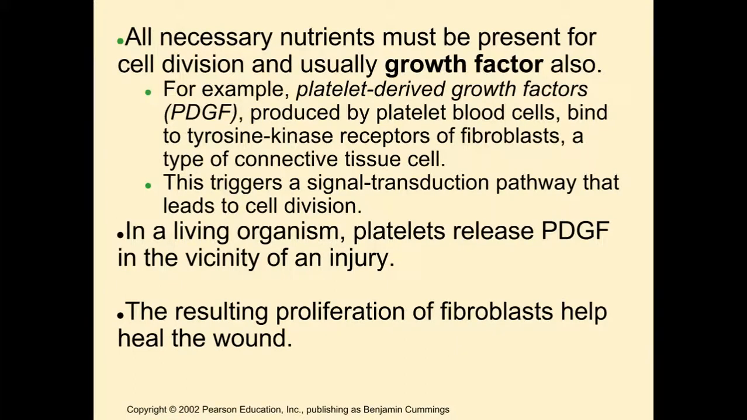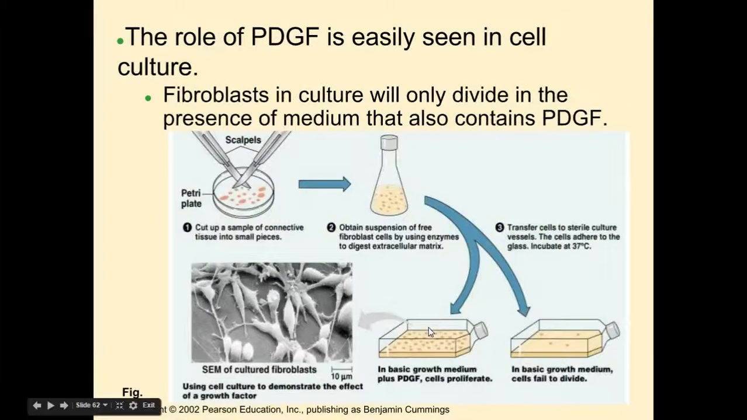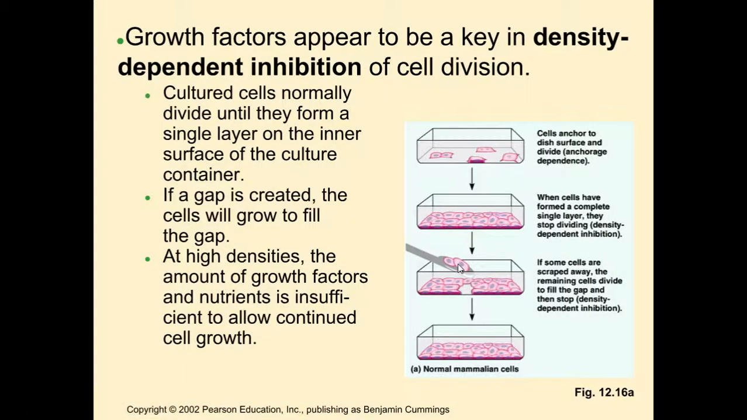Yes, in a living organism, platelets release PDGF in the vicinity of an injury. That would make sense, because you would want to start regenerating tissue that's been lost or damaged after an injury. So obviously a proliferation of the fibroblasts would help to heal the wound. Cool. So this is just basically a picture of it. Adding it, not adding it. Note that cells don't divide when there isn't any, and then when you add it, oh my goodness, the cells proliferate like crazy.